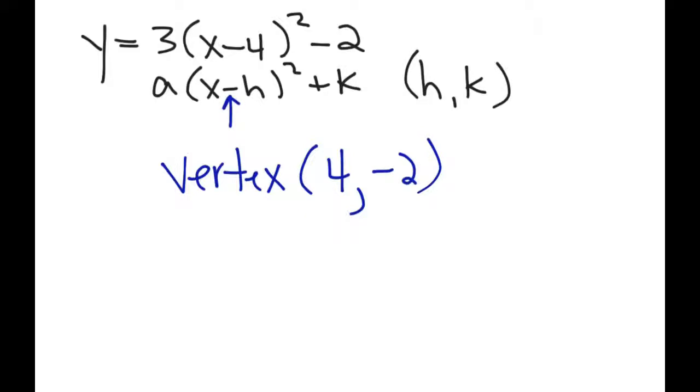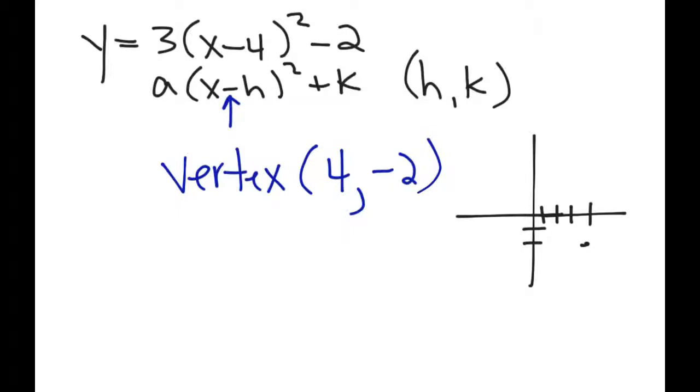So that means that h must have been replaced with a 4. If h had been replaced with a negative 4, it would have become a positive. All right, so if I draw myself a basic little graph, I already know that the vertex is at 4, negative 2. I know it starts here.